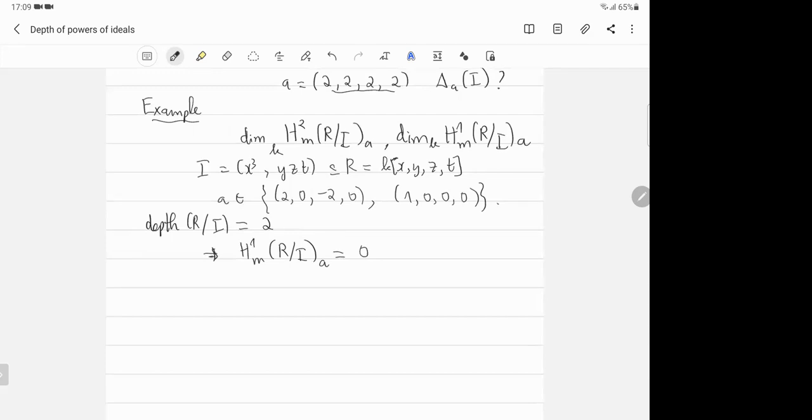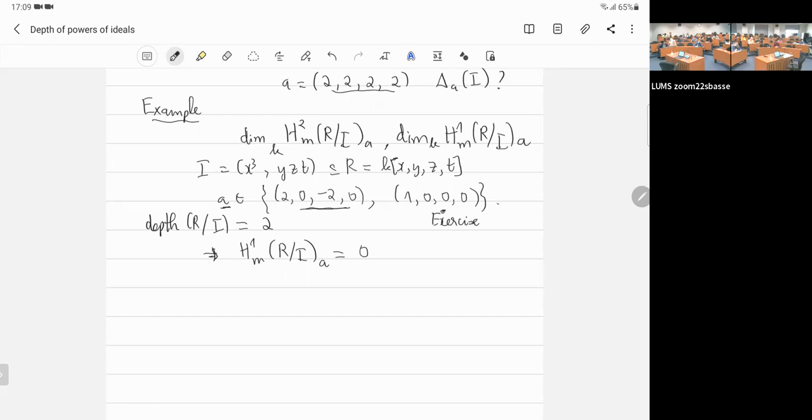So I will do only this case, and this I leave as an exercise. And I compute the dimension of the graded piece of the first and the second local homology at this degree.